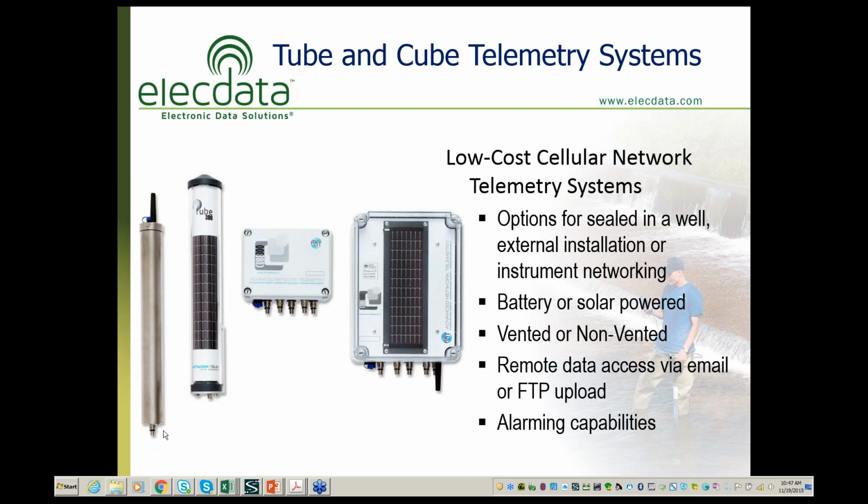If I look at something like the Tube 300R and combine that with In-Situ's non-vented Rugged Troll 200, you can have a complete water level monitoring system with compensation of the data and telemetry for under $2,000 per site. So very, very cost effective. Prices have really come down with telemetry, and we're happy to bring these options to you.